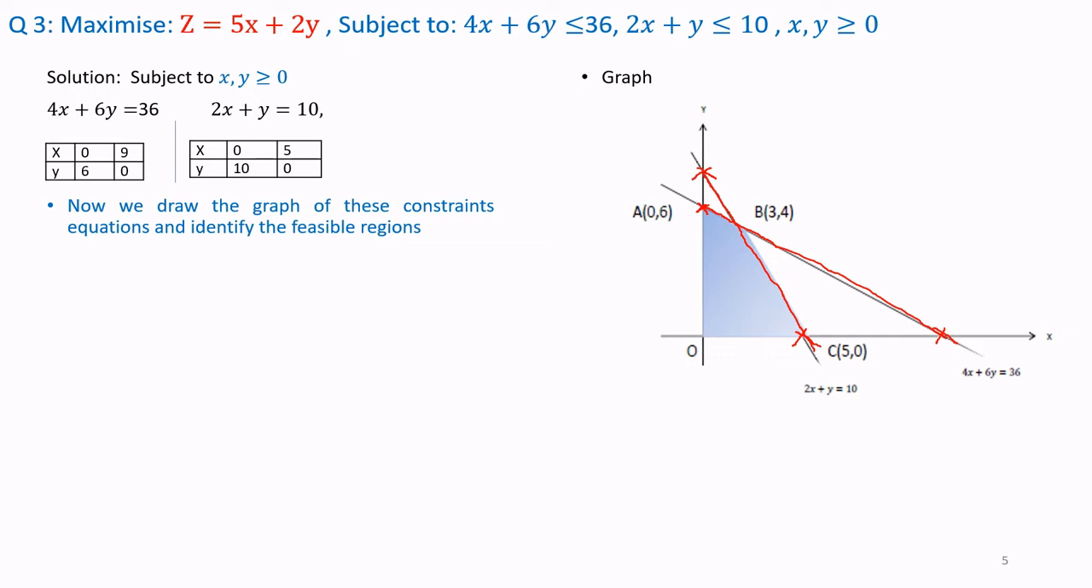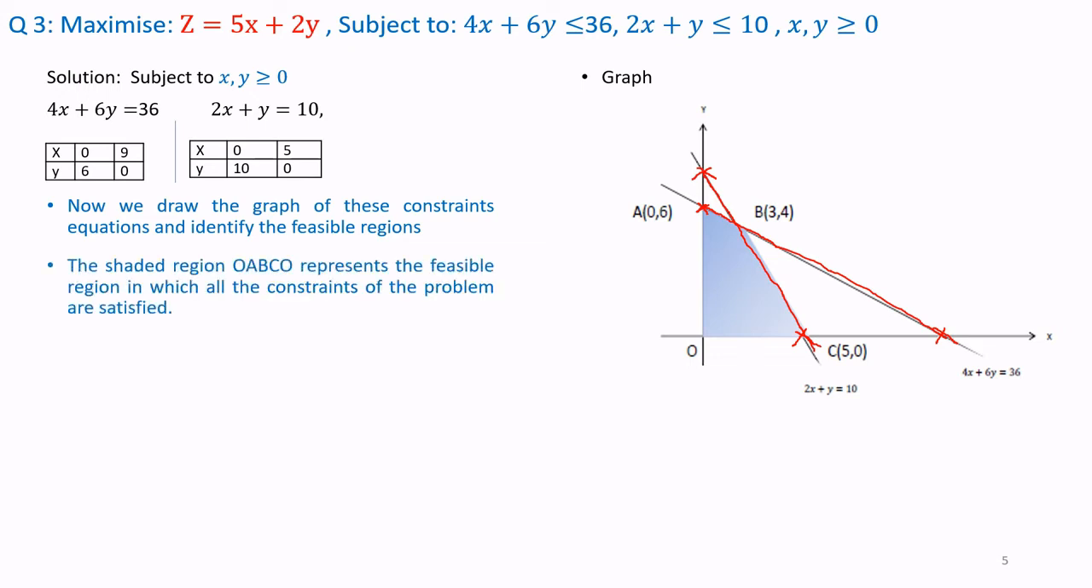So, we will now shade the region. This is the feasible region, the shaded portion in this graph, the gray color. So we have identified this feasible region. The shaded region O, A, B, C, O represents the feasible region in which all constraints of the problem are satisfied.